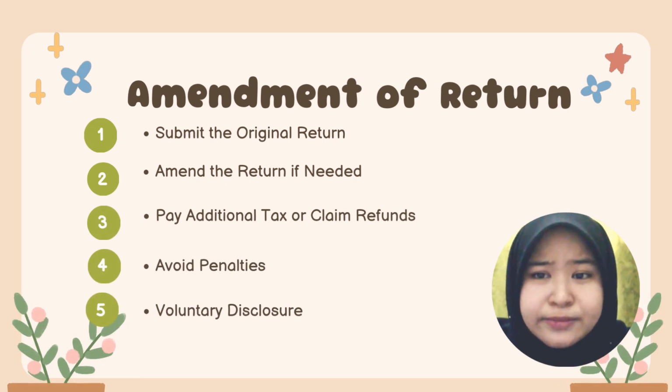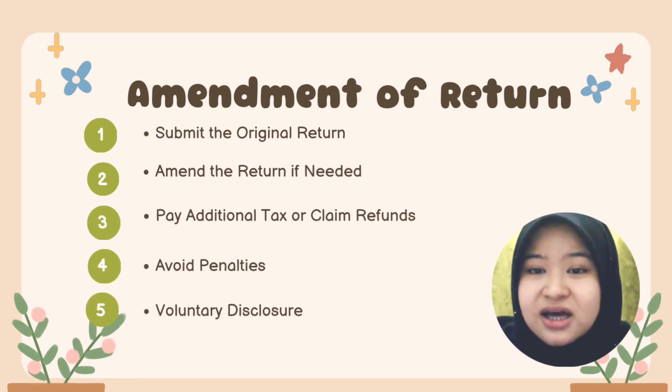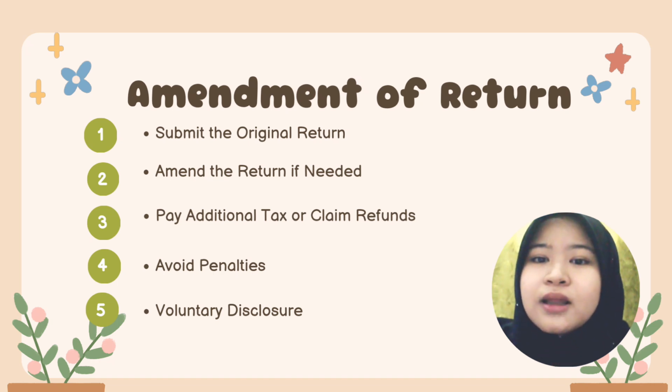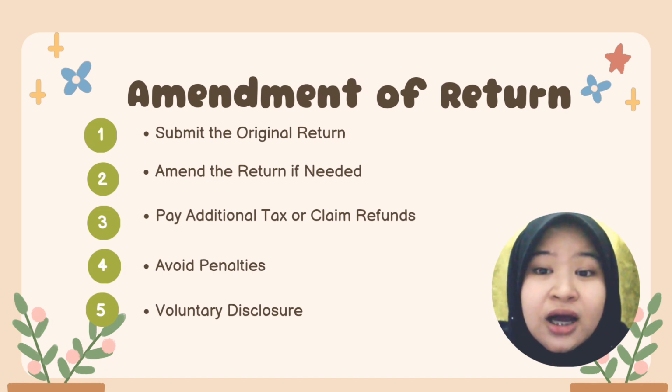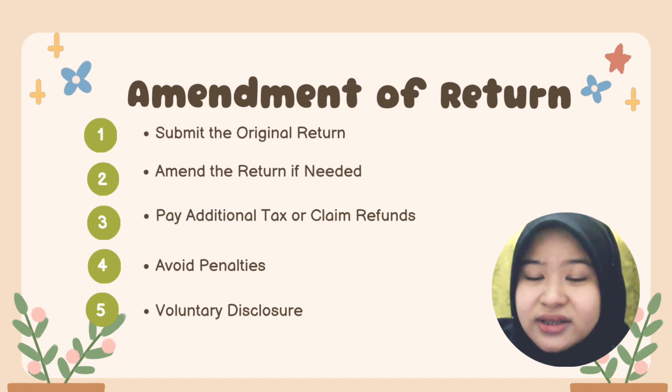This one is amendments of return. First, the company must submit its tax return by 7 months after the end of the financial year. This makes sure all income, expenses and tax calculations are accurate, and any tax due is paid by the deadline.